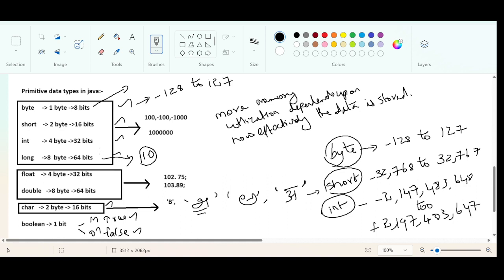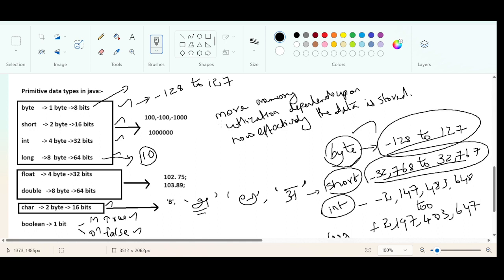Likewise, if you go for long, each and every data type has some ranges. If you want to store any data that falls in between these values, you can choose byte. If it is larger data, you can go for short. Likewise, it keeps increasing depending upon the number of bits, the number of bytes it is using internally.